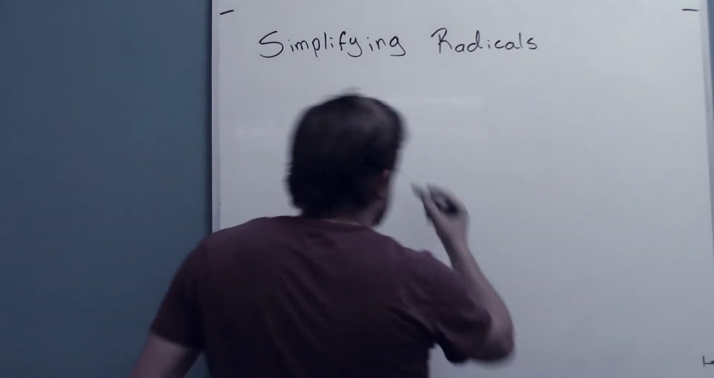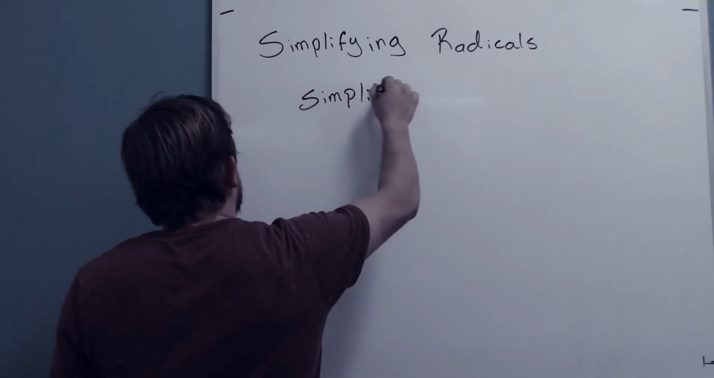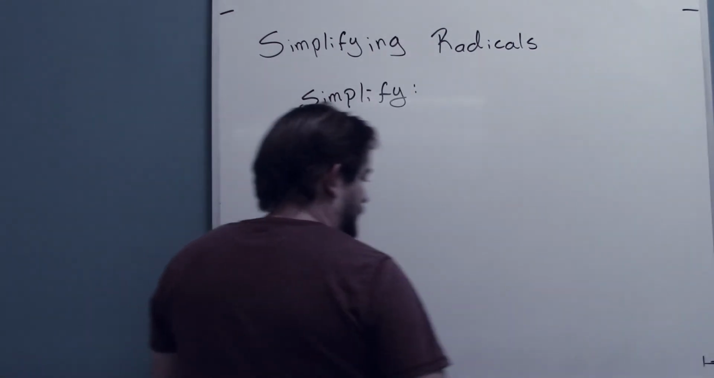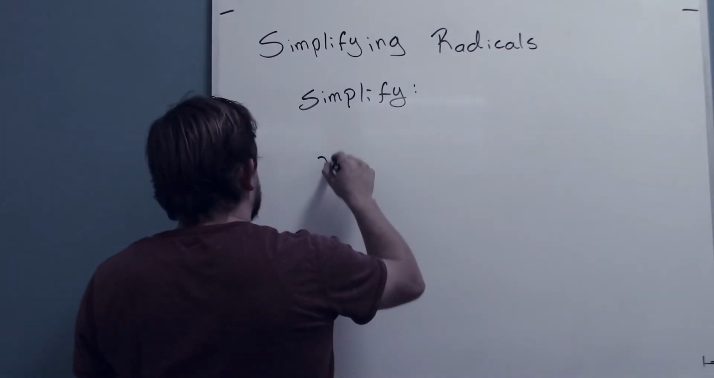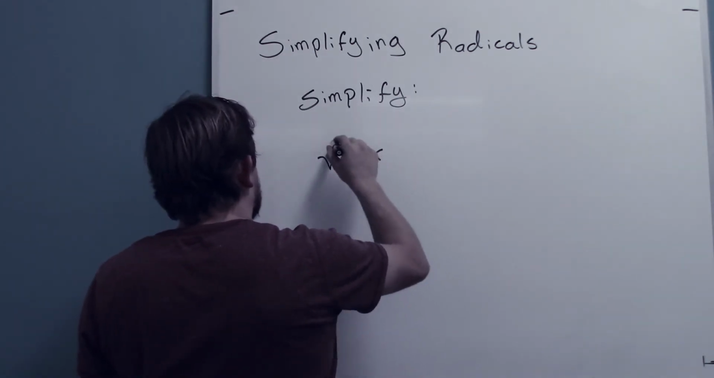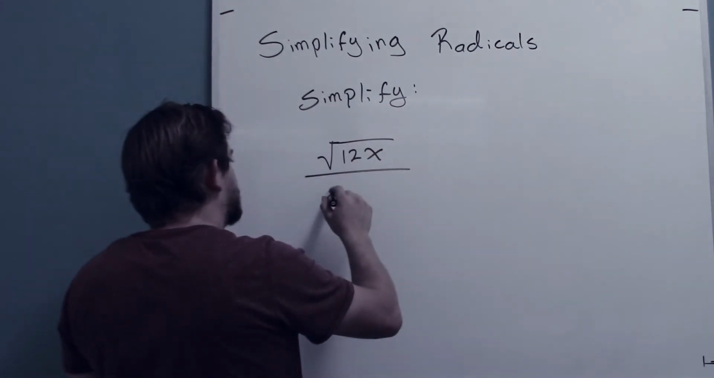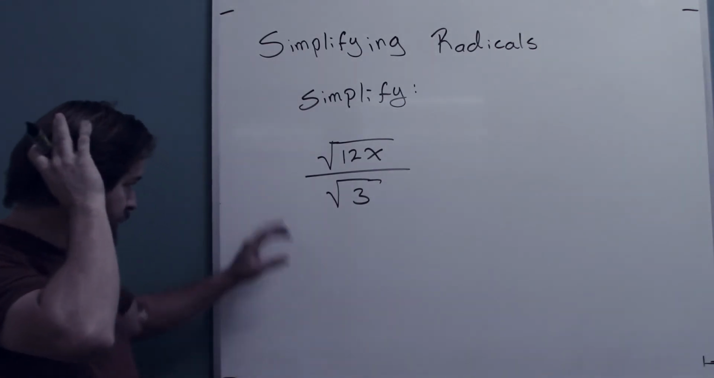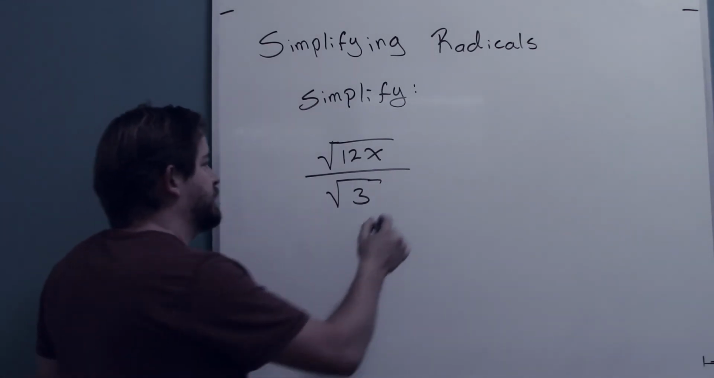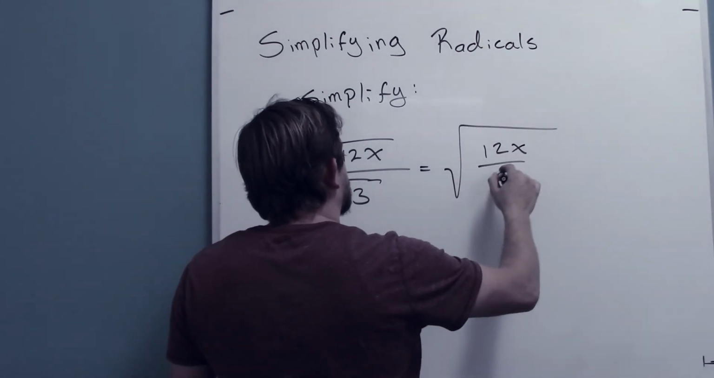If I'm asked to simplify, let's say, I'm going to steal this from the book, the root of 12x over the square root of 3. We might have seen this before, but if I have something like this, I can just say this is the same thing as the square root of 12x over 3.